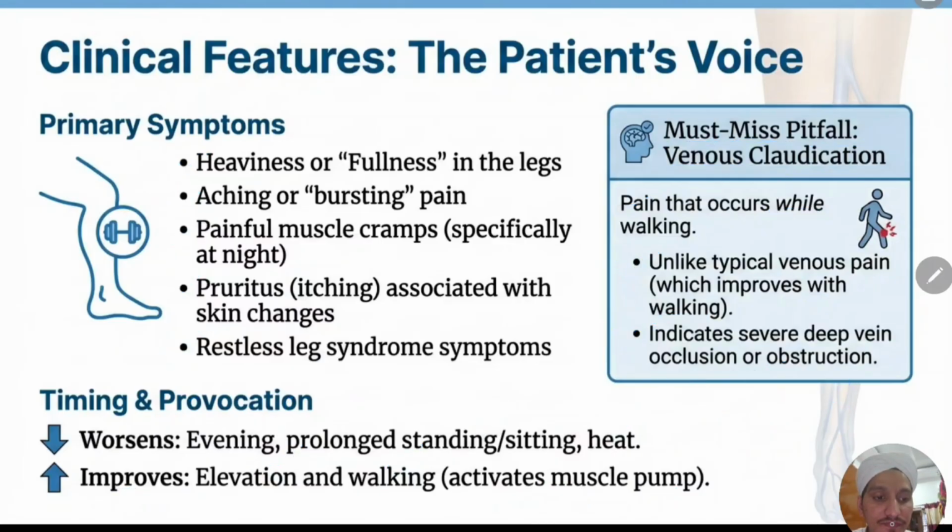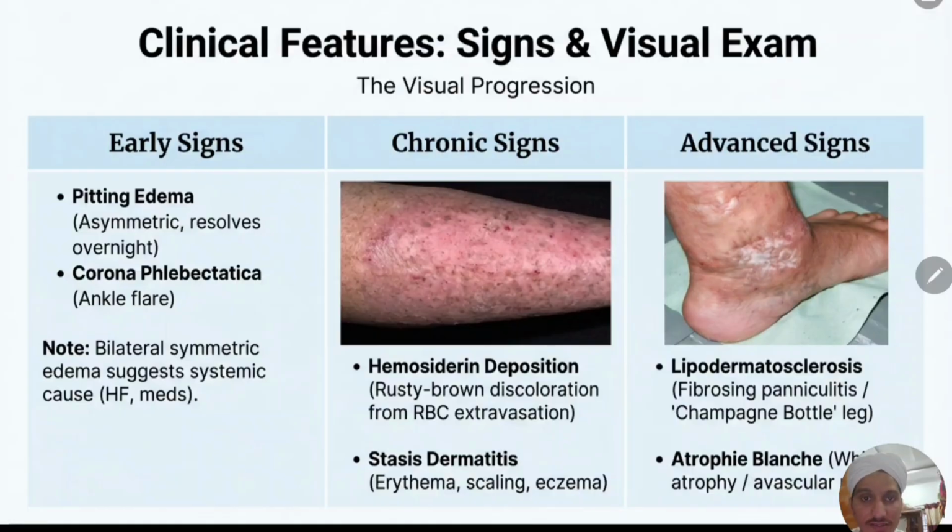Okay, now let's move forward. That was about the symptoms which the patient says; now the signs and examination which the physician will see. So what are the early signs? You can divide into early signs, chronic signs, and advanced signs. The earliest sign is C3, pitting edema. Usually it will be asymmetric and it resolves overnight.